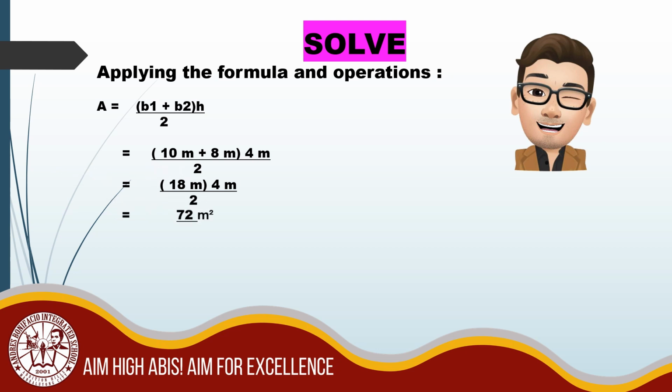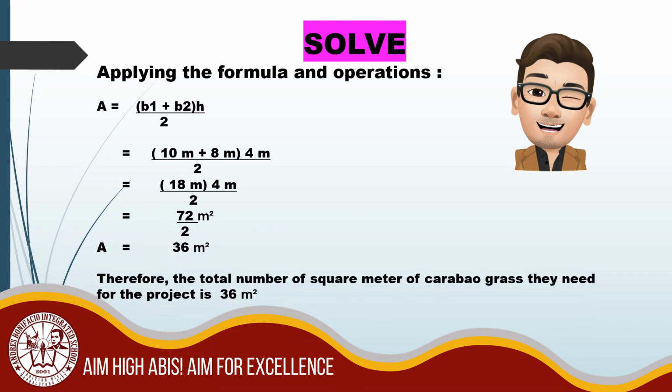We have multiply 18 times 4, that will give us 72 square meters, divided by 2. 72 divided by 2 will give us the quotient of 36 square meters. 3, 2, 1. Therefore, the total number of square meters of carabao grass they need for the project is 36 square meters.